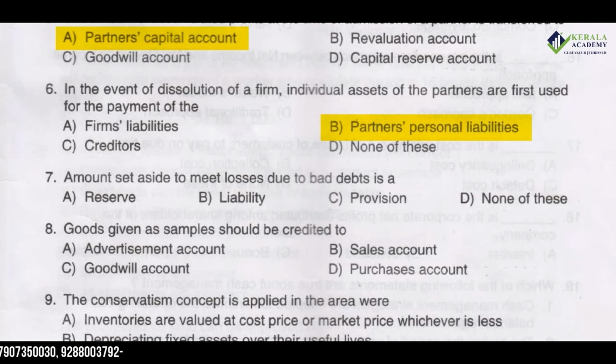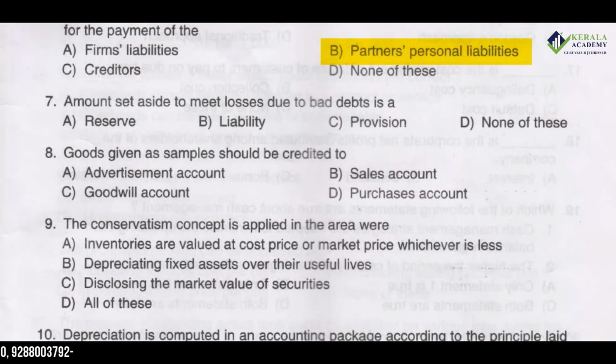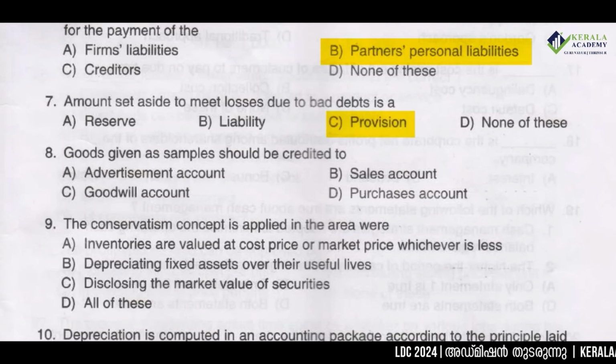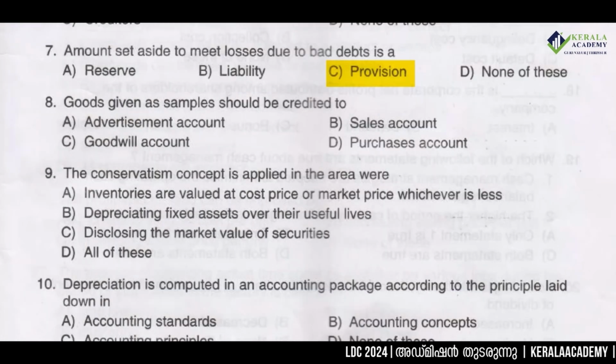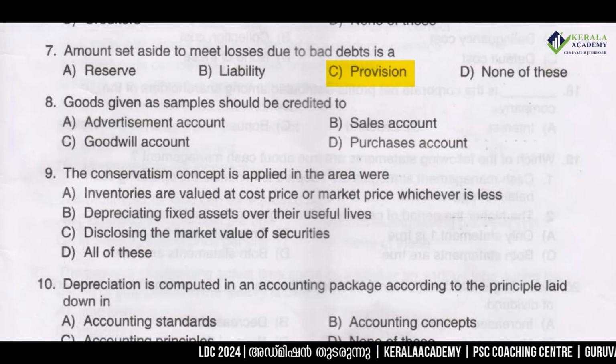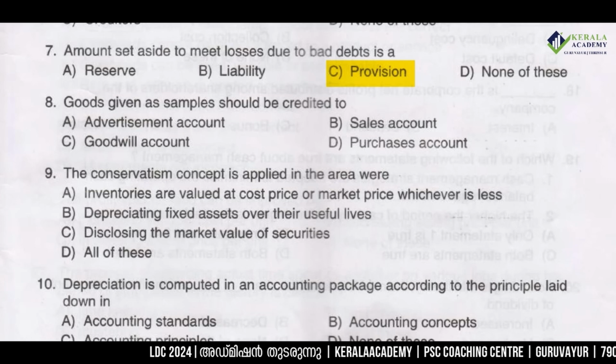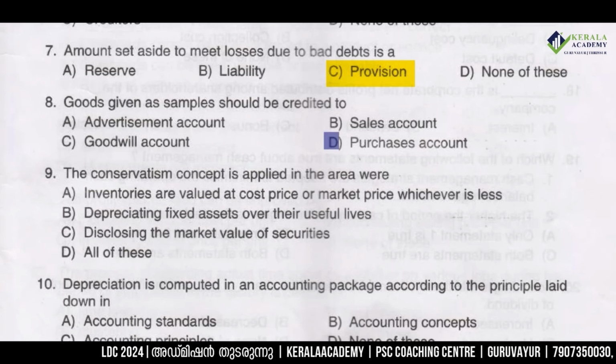Amount set aside to meet losses due to bad debt is a reserve, liability, provision, none of this. Answer option C, provision. Goods given as samples should be credited to advertisement account, sales account, goodwill account, purchases account. Answer option D, purchases account.